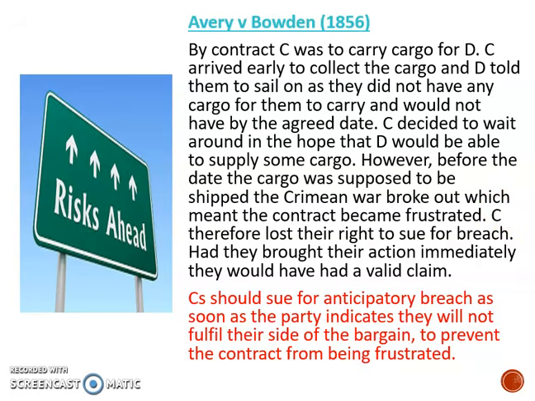So that meant the claimant lost their right to sue for breach because they hadn't sued for an anticipatory breach. They were waiting for the breach to actually occur. So with anticipatory breach, the advice is sue as soon as they indicate they're not going to perform.